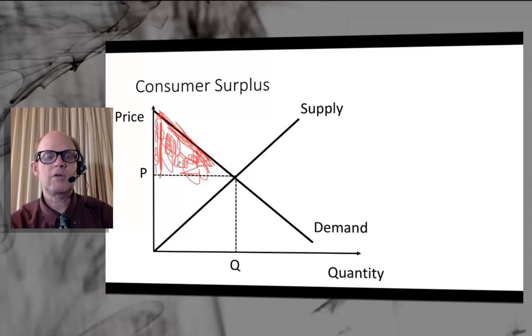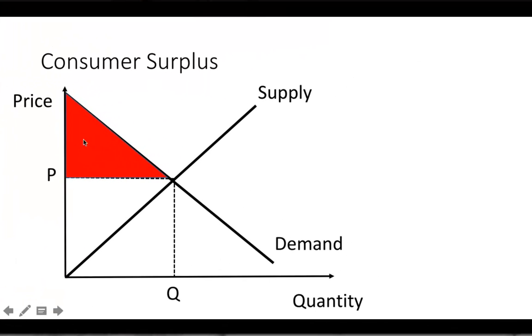Whoops, went below the price, didn't mean to do that. Colored outside the lines here. But this is the consumer surplus. And there it is, there's my completed drawing. See, I filled it all in there.